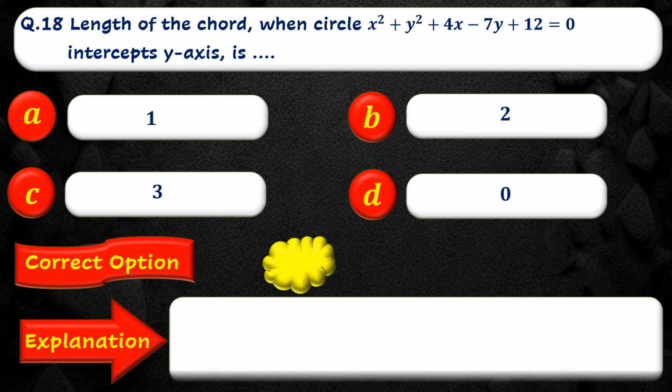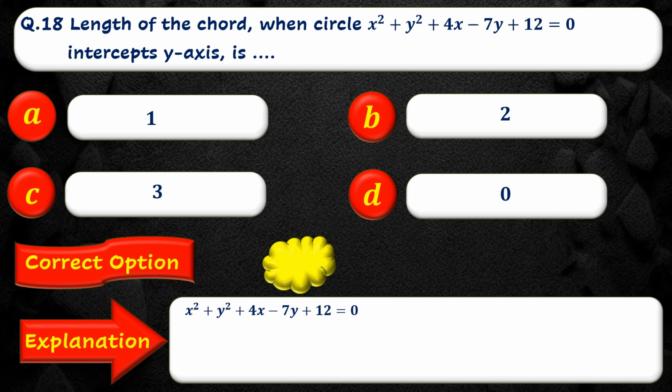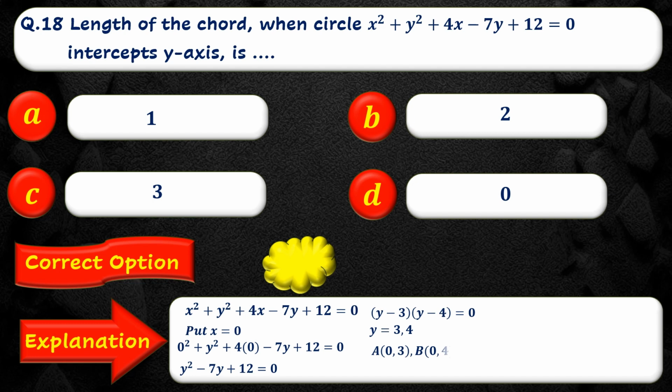The given circle is x² + y² + 4x − 7y + 12 = 0. Since the circle intercepts the y-axis, we put x = 0 and solve for y. We get the values of y as 3 and 4. Therefore, the points of intersection will be (0, 3) and (0, 4). The length of the chord is found by the distance formula as 1. Therefore, the correct option is option A.